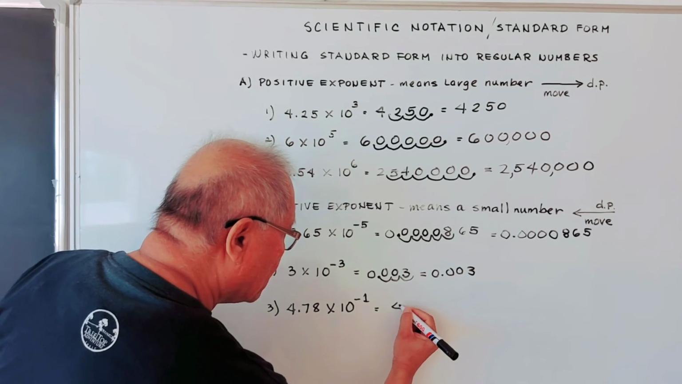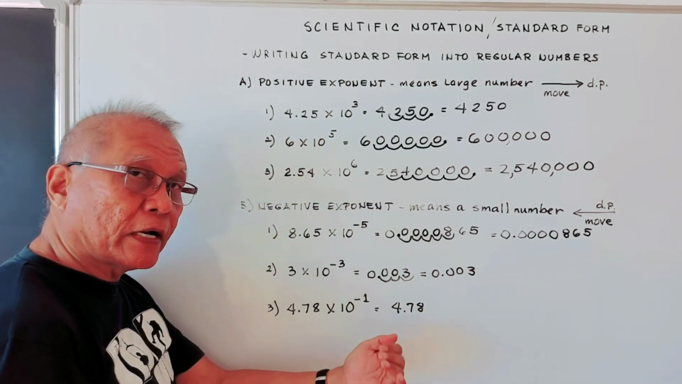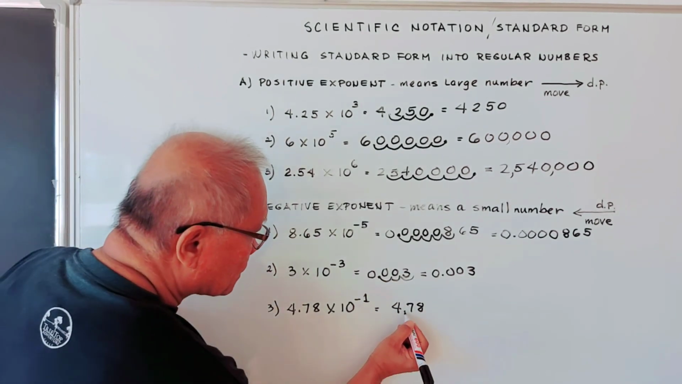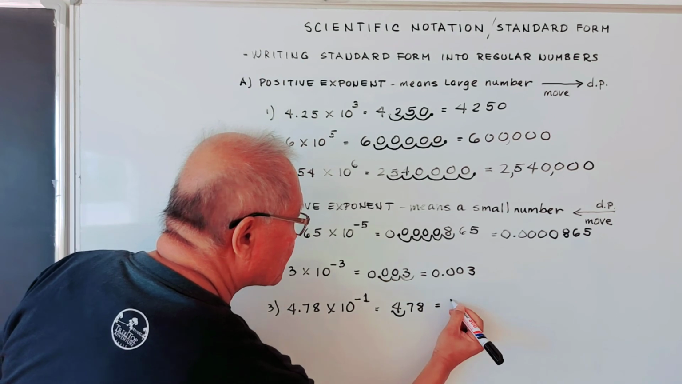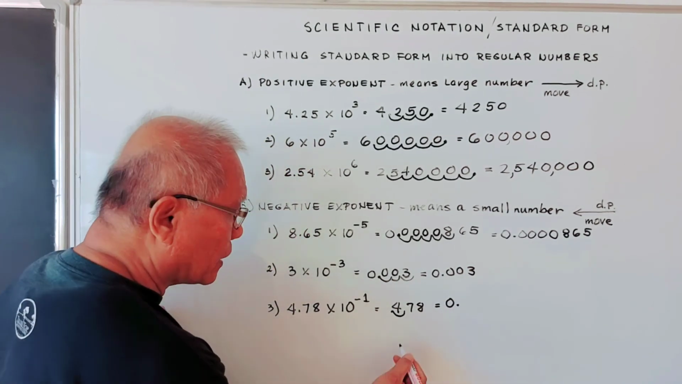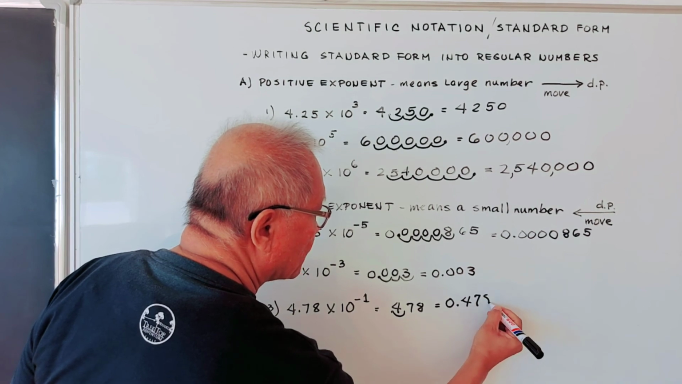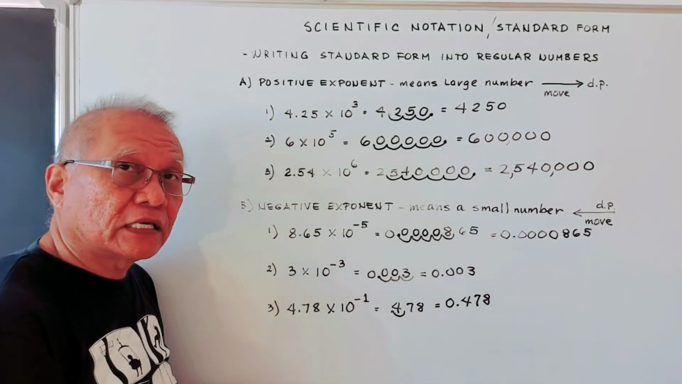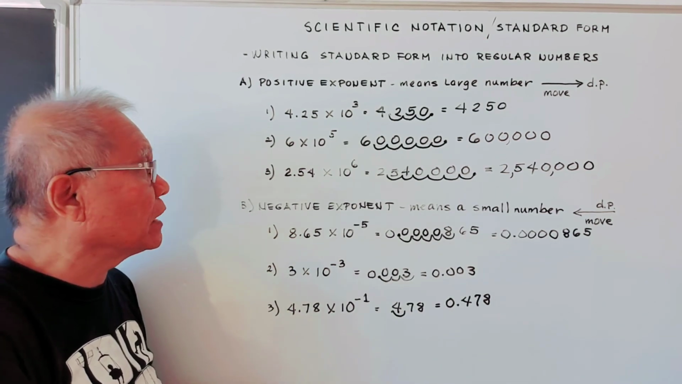And number 3, so we have 4.78 times 10 to the negative 1. So we have 4.78 here. Negative 1, 1 place to the left. So here is 1. Okay, here. So our answer here is, I'm going to put 0 and then the decimal point is here. And then we have 478. And that is how to write standard form into regular numbers or ordinary numbers.